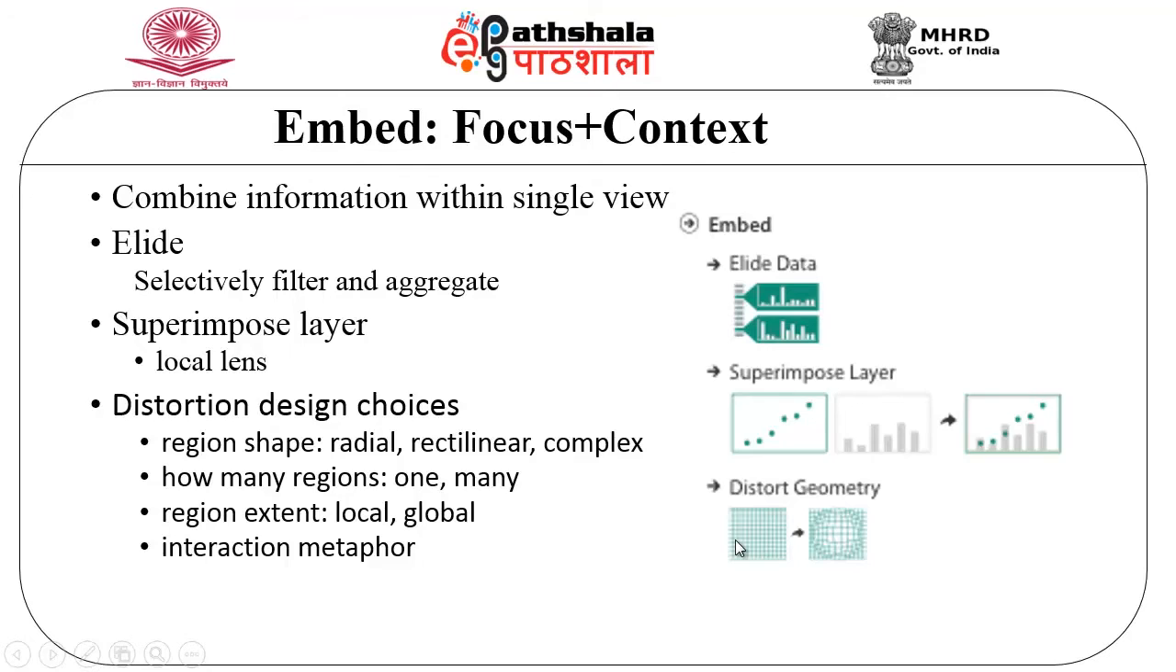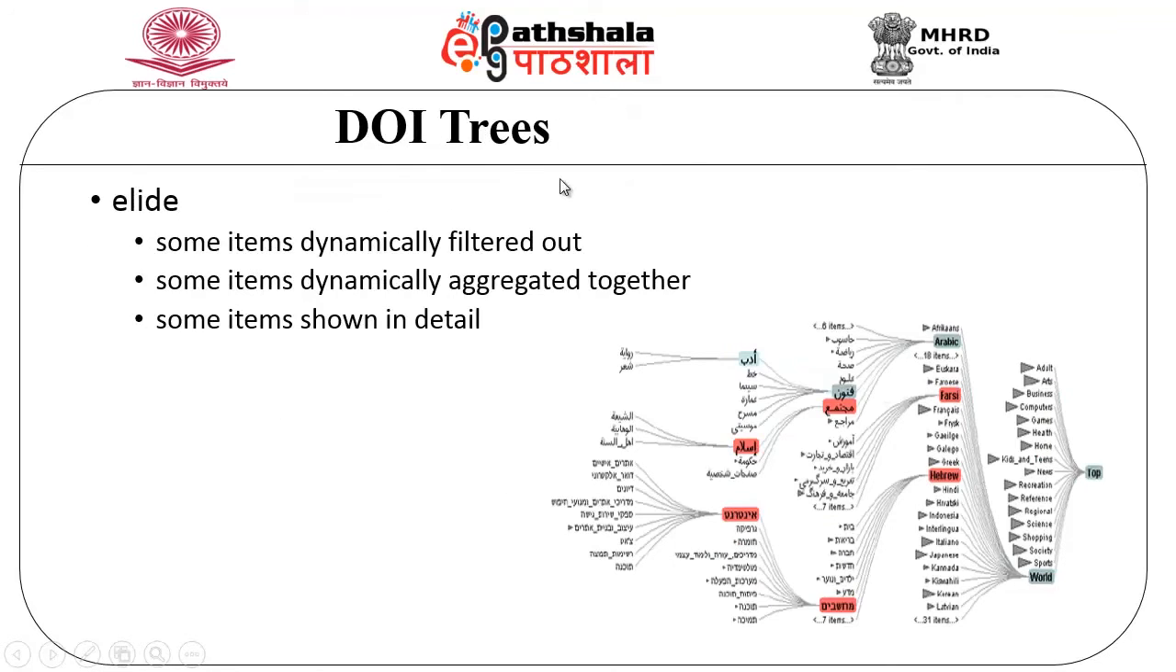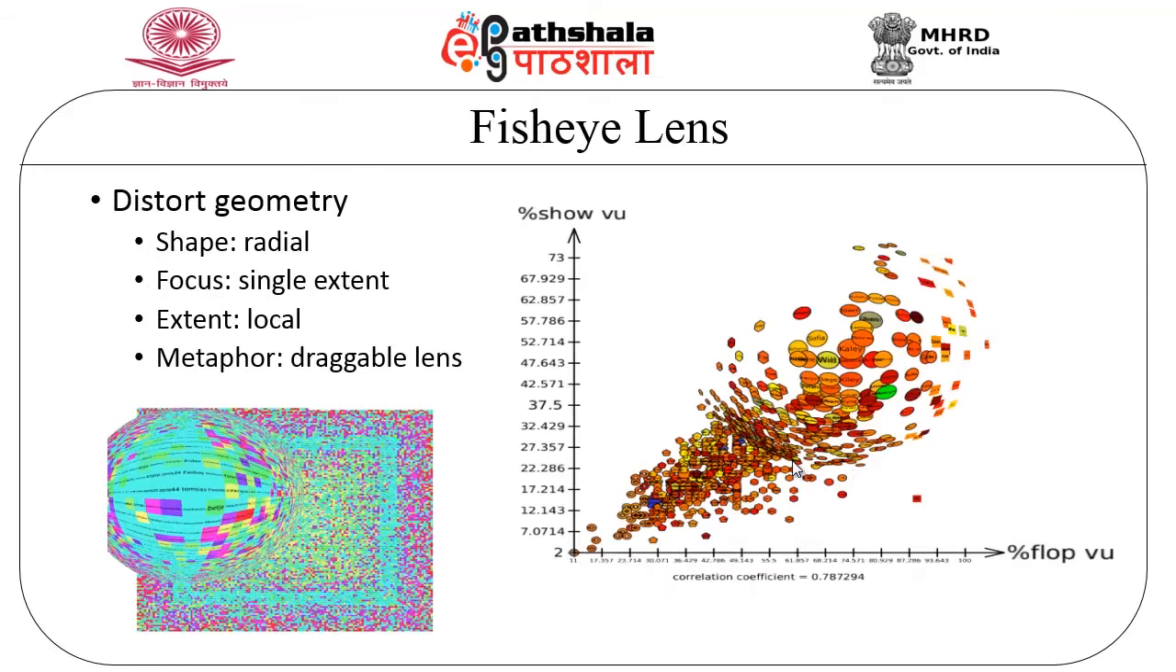and we try to represent the interaction metaphor also. So this is a DOI tree which is represented here, wherein some items are being dynamically filtered out and some items are being dynamically aggregated together, whereas some other items are shown in detail as such. So this is an example of a DOI tree.